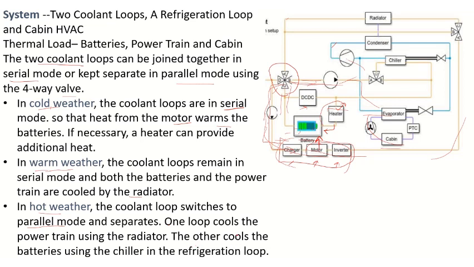And the other loop cools the batteries using the chiller in the refrigeration loop. It takes the help of the chiller, condenser, and evaporator, and it is cooling the batteries now. So these two are operating in parallel modes now. These are the three different temperature conditions, and all are operated using the four-way valve switch here.